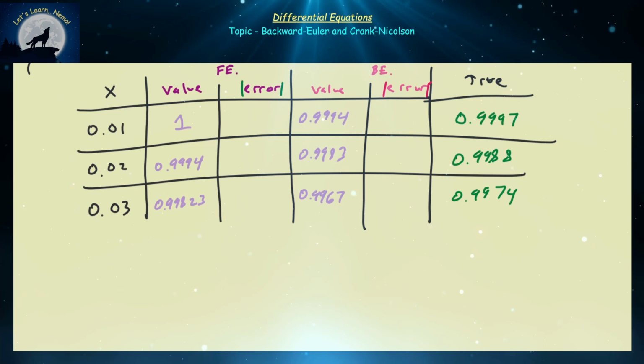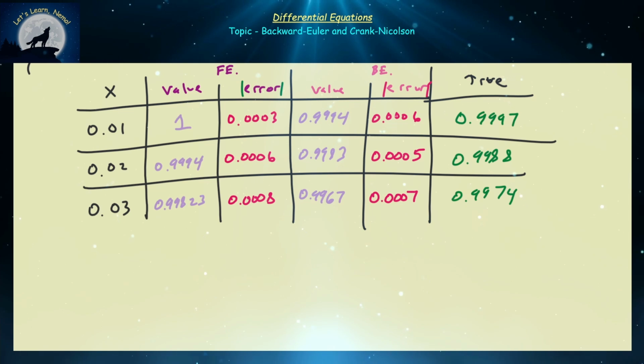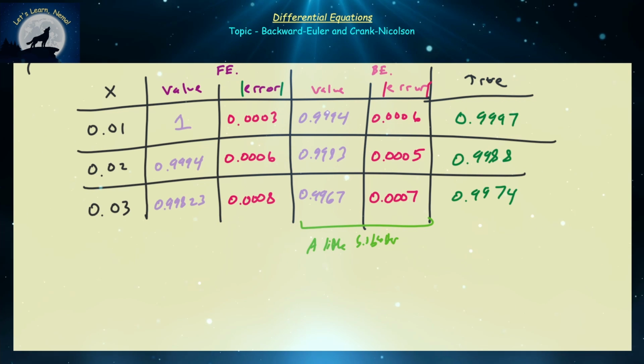So the absolute error for that is going to be equal to 0.0003, so we would like this to be as close to 0 as possible, 0.006, and then 0.0008 for our forward Euler method. Over here we're going to have 0.0006, which is slightly bigger than our forward Euler method, but then we're going to switch into 0.005, which is smaller, and then 0.0007 for that last. So in conclusion, you can say that the backward Euler is a little bit better for this particular equation, right?